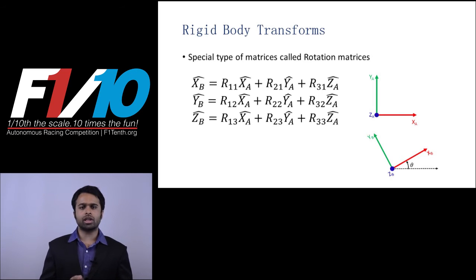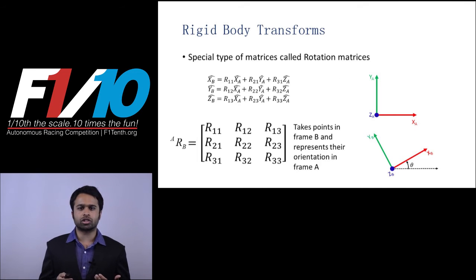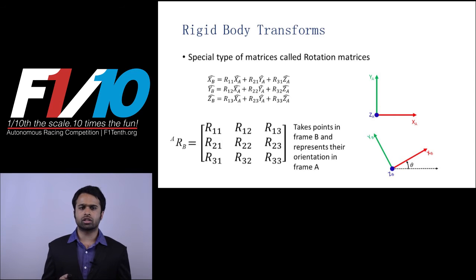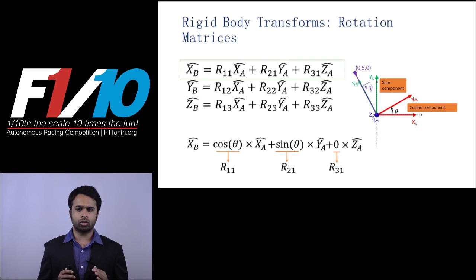xb cap, yb cap and zb cap are unit vectors of the respective axes represented using the unit vectors of the axes of frame A. We use these expressions to form a rotation matrix R. This rotation matrix gives us the orientation of frame B with respect to frame A. Let's take a moment to absorb this piece of information.